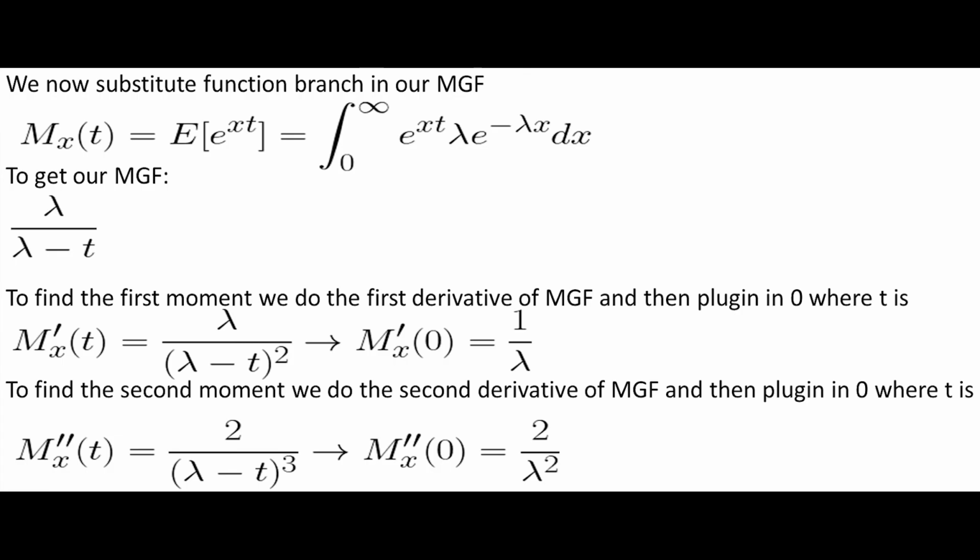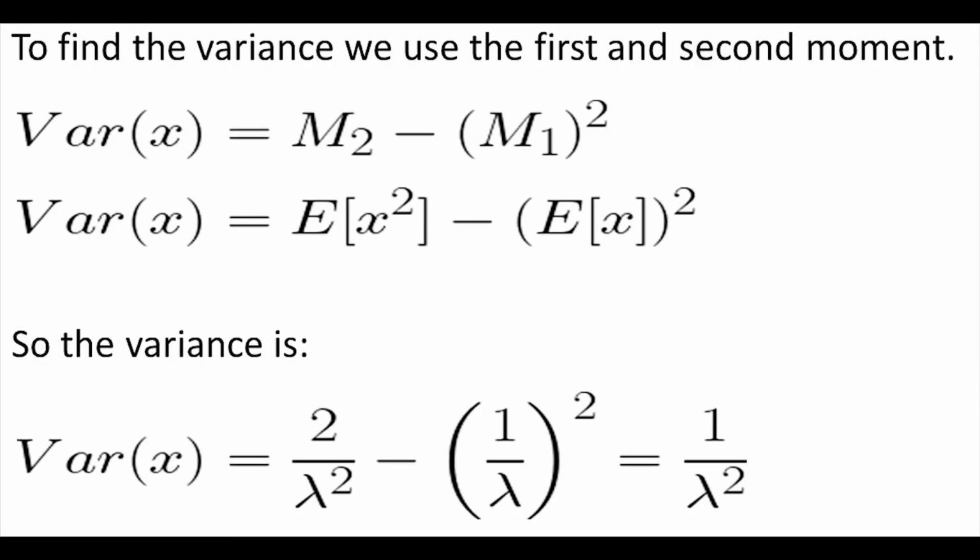The first moment is the first derivative. Again, plugging in 0 for t, we get m1. The second moment is the second derivative. Again, plugging in 0 for t, we get the second moment, m2. The variance is the second moment minus the first moment squared. So we get 1 over lambda squared.